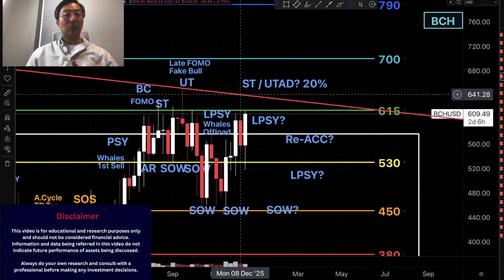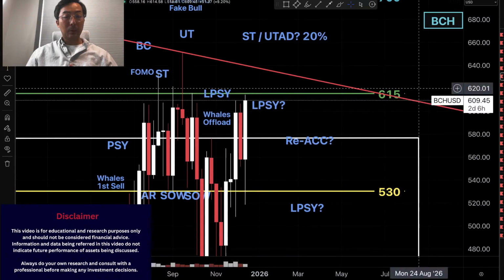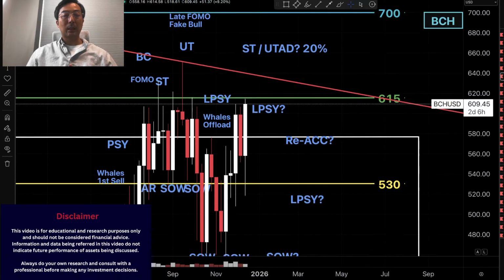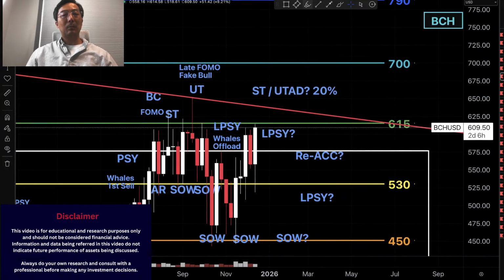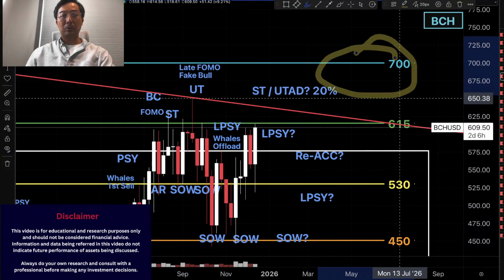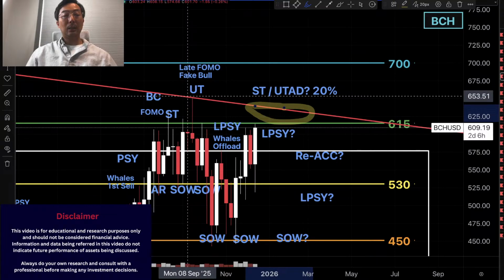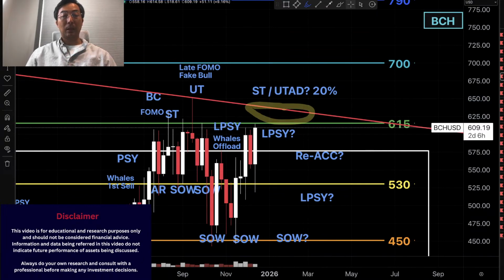When it comes up to challenge the higher level, currently it's finding a little bit of resistance. We see this wick pushing the price back down when it challenged the green key level. Before it can come up to challenge the 700 light blue key level, there is this red line over here. So you see this upthrust we are referring to, right?